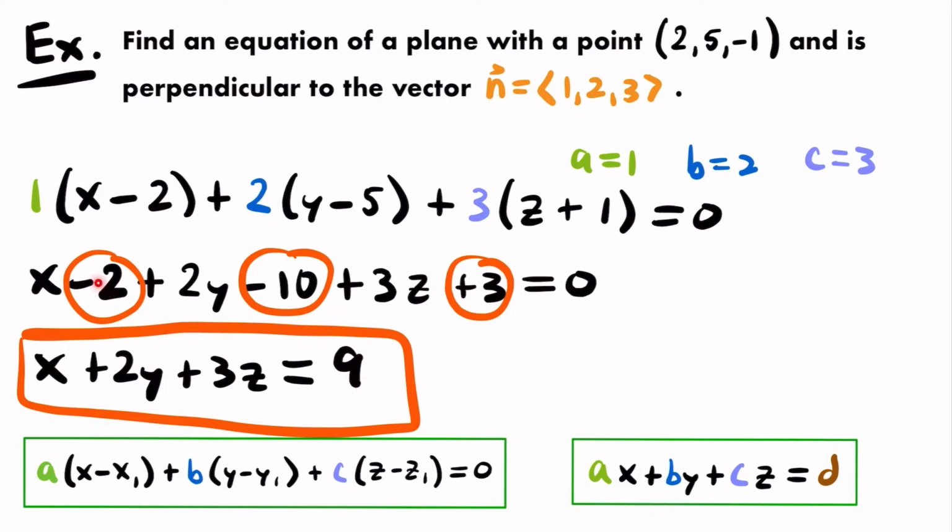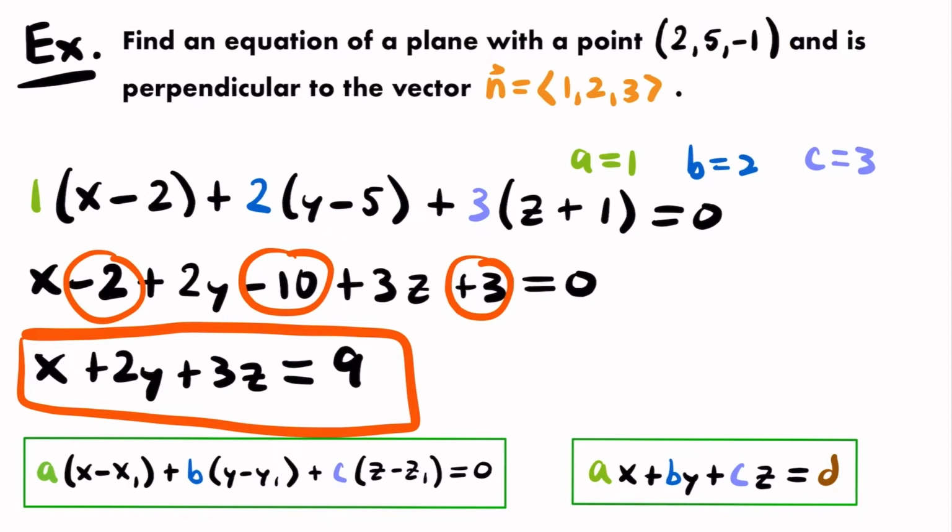All right, this -2, -10, and +3, those were those constant terms that we were looking at earlier of a times x1 and b times y1 and c times z1, right? Those were those terms that I was telling you were constant values that we would add over to the other side of the equation and would combine to be one constant value. That is exactly what happened here after simplifying this standard form of an equation of this plane. Okay, and so that's how we find an equation of a plane in 3D space, at least when we're given a point and a vector that it's perpendicular to.